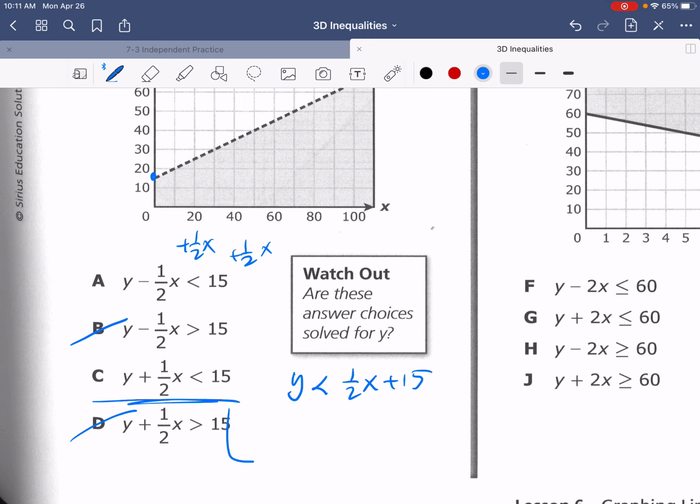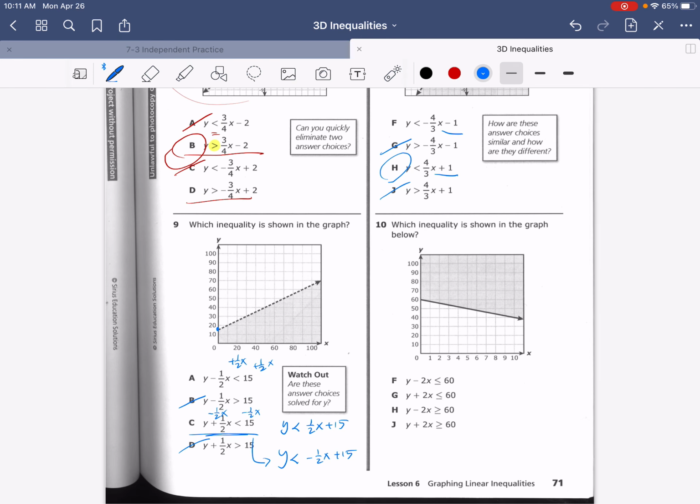This one, you do minus 1 over 2x on both sides, so it's going to be y is less than negative 1/2 x plus 15. So figure out which one it's going to be. I know it's going to be A. So that's how you do it.